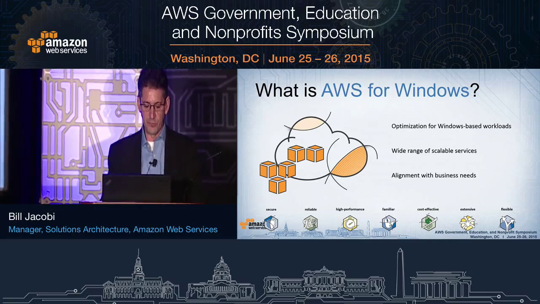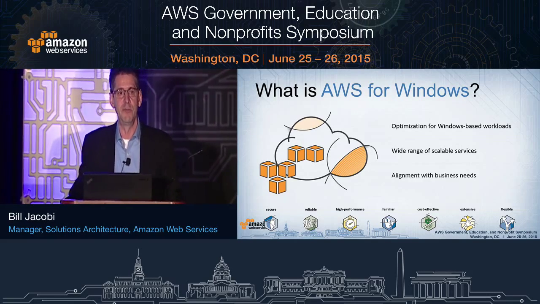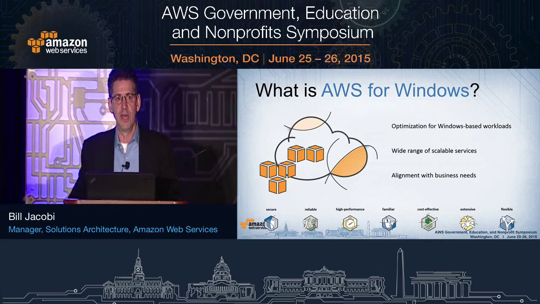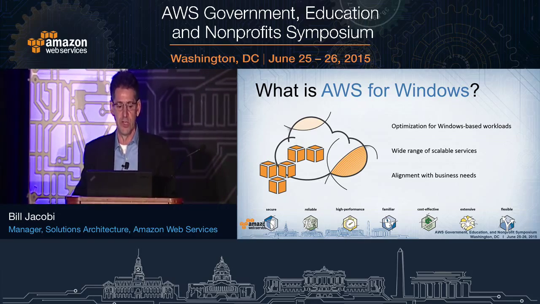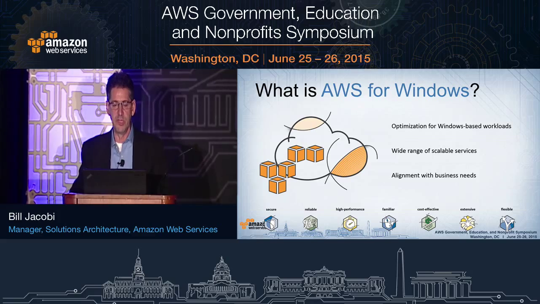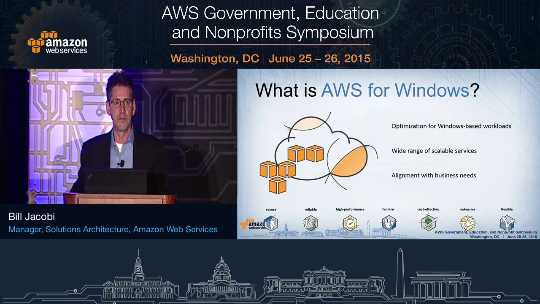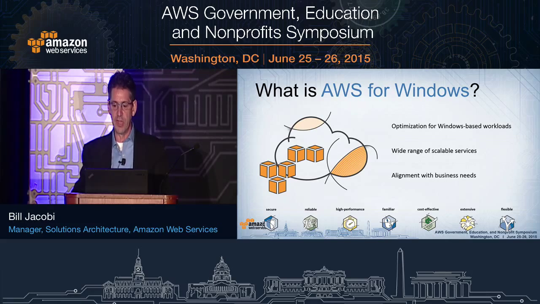What is AWS for Windows? So we have a huge team in Seattle, the Elastic Compute Cloud team devoted to Windows. And this team is building and optimizing Windows servers and Windows workloads on top of AWS. So there's a lot of things that they're focused on, both from a licensing perspective and from a technical perspective.